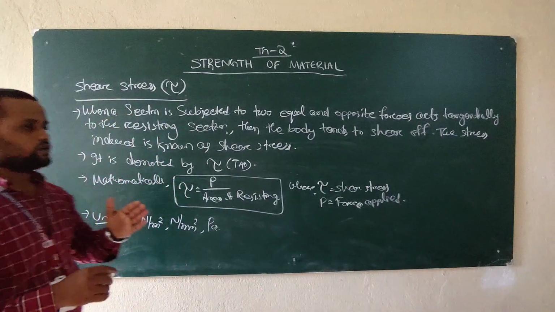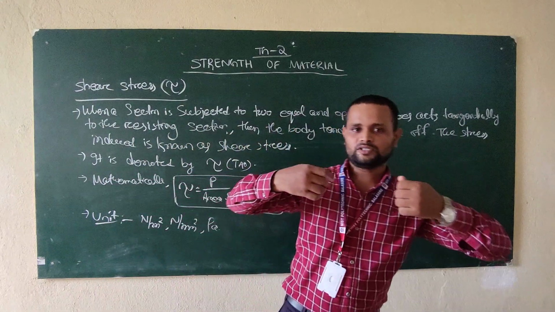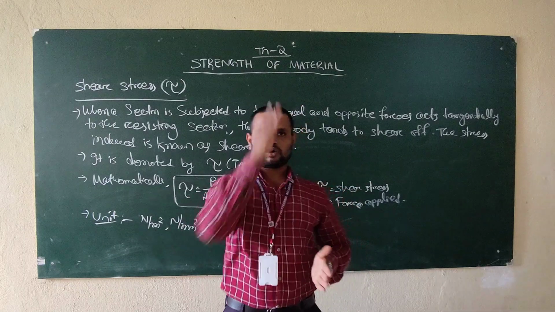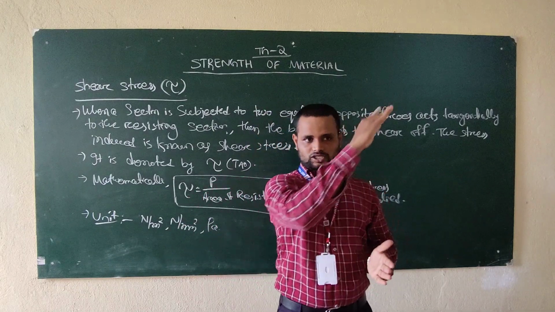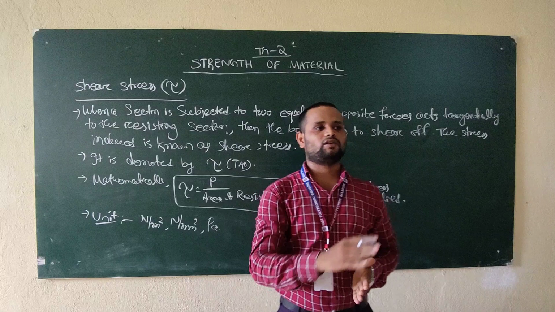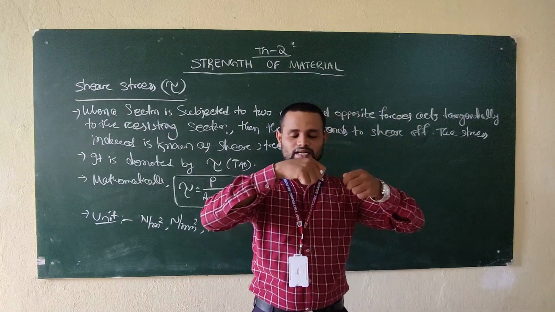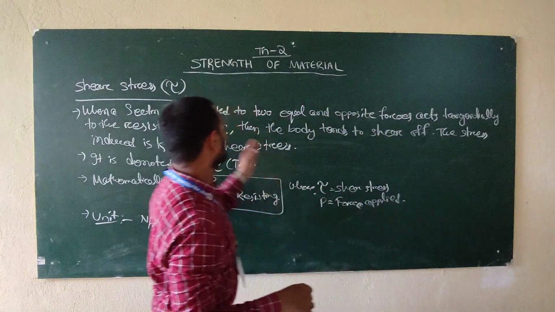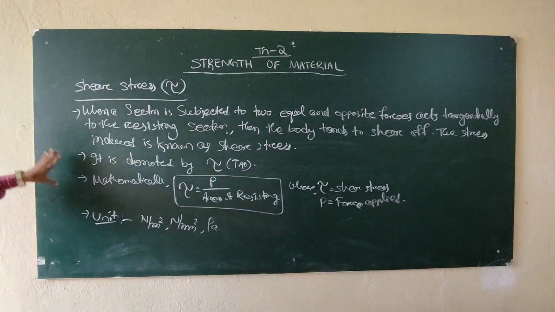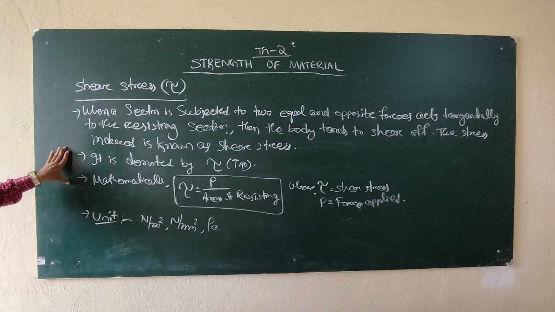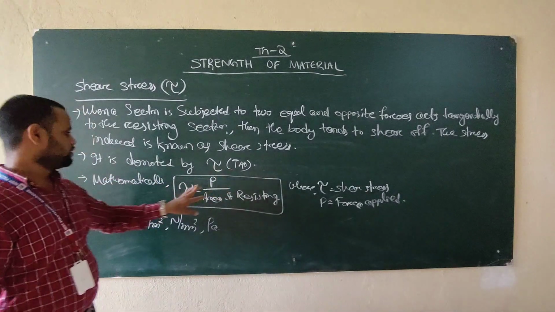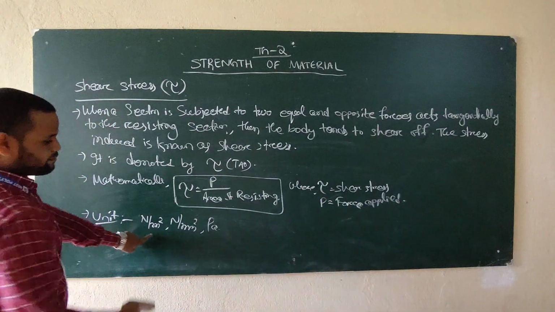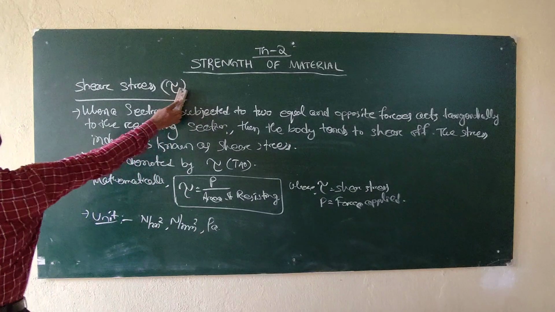What is shear stress? When two equal and opposite forces act tangentially, not horizontal or vertical, but tangential, the body tends to shear off tangentially. So the stress induced is known as shear stress, denoted by tau equal to P by resisting area. The unit is the same as in the case of stress.